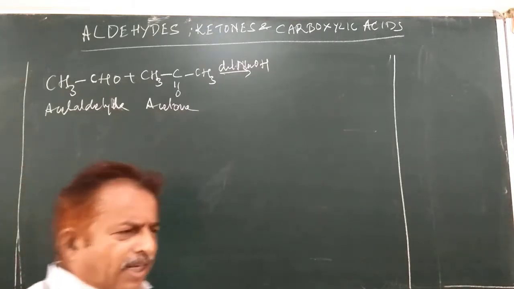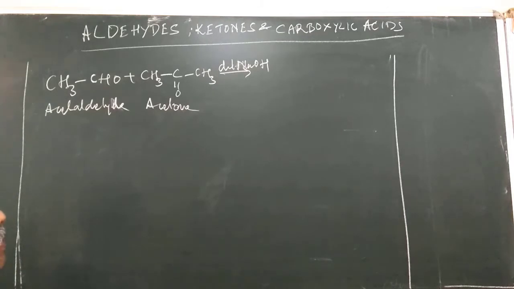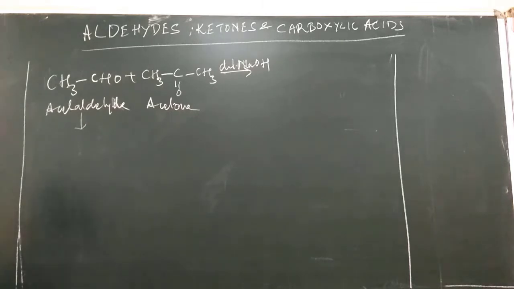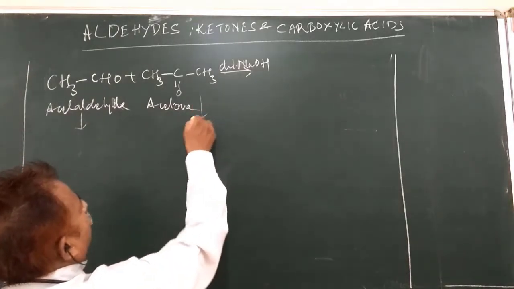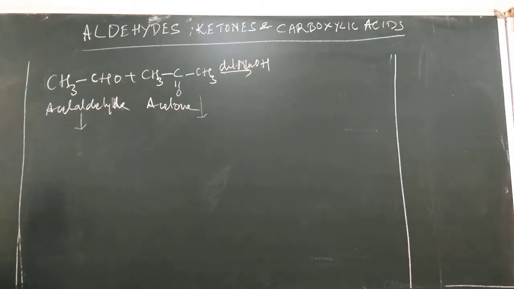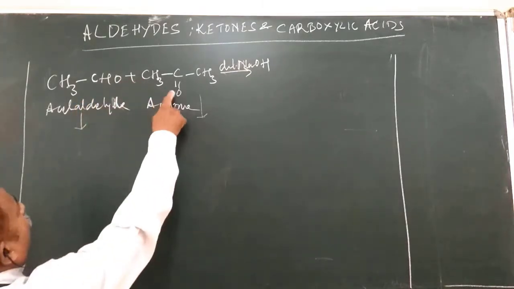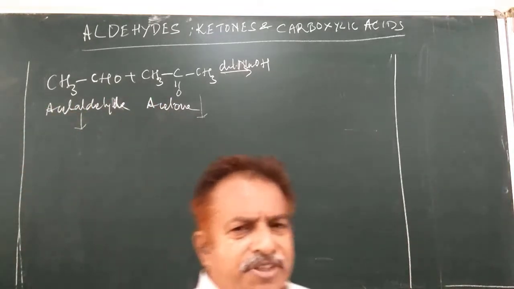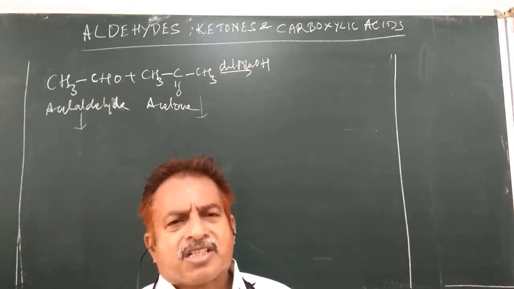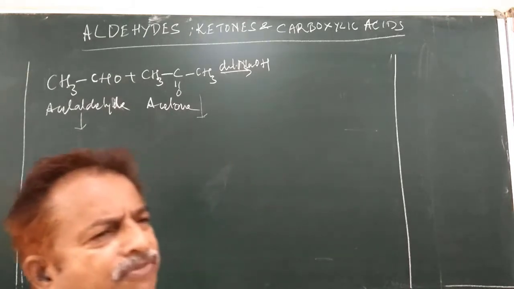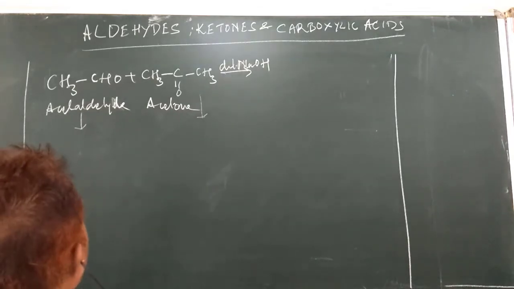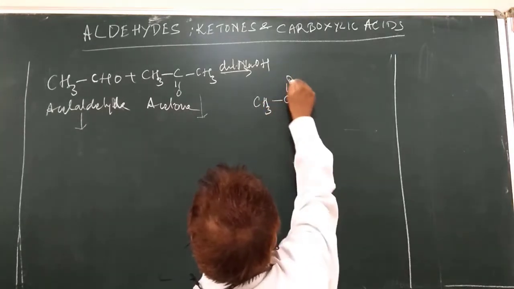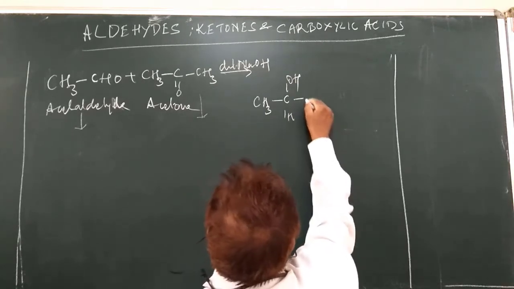Here, unlike in the previous example, different combinations take place. Condensation may take place between two molecules of aldehyde. Condensation may take place between two molecules of acetone. Condensation may take place between aldehyde and acetone, and in the reverse way, acetone and aldehyde. So, what are the combinations we get? Four different substances we get. What are those four different substances? When two molecules of aldehyde undergo condensation, we get CH3 CHOH CH2.